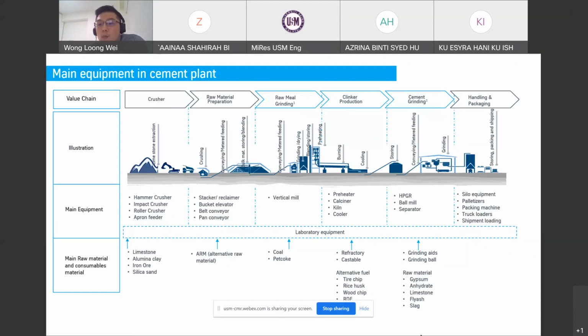In the cement process, we are also using a lot of raw material like gypsum and anhydrite. This is to avoid the fast hardening, or false set, of the cement in the concrete process. At the same time, we sometimes add some fly ash or slag in order to increase the strength of the cement.